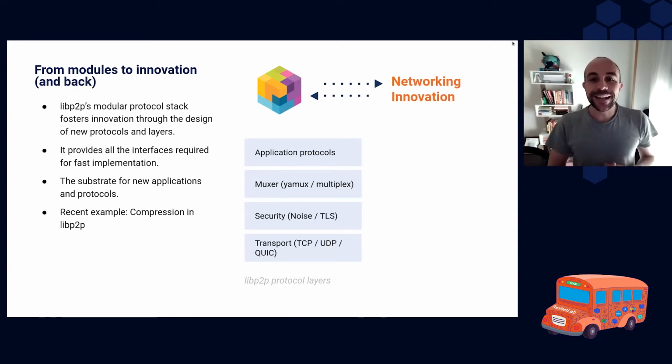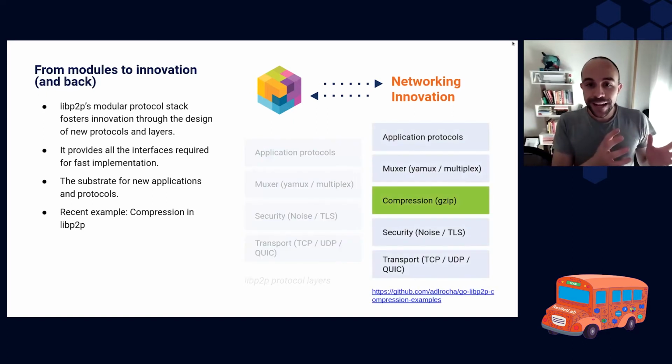in order to perform networking innovation, I want to illustrate this with a recent example. The example is how we implemented a compression layer in libp2p, because actually we were on the protocol side, so in the module side, we were exploring how compression could be used in order to improve file exchange in IPFS.